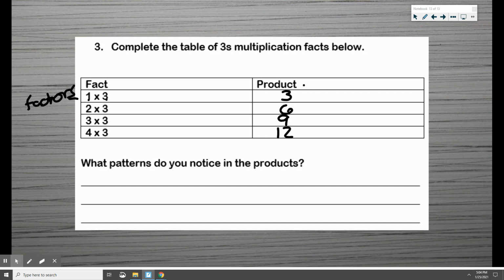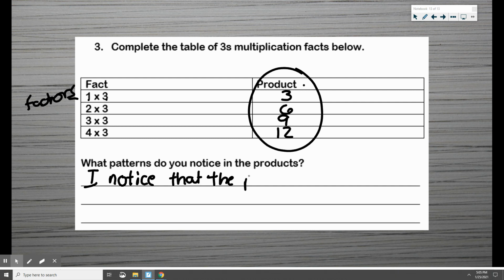Now, what patterns do you notice in the products? The products, remember, are the answers over here. What pattern do you notice? I'm going to use my erase strategy, making sure that I restate. So I notice that the products increase by 3. That's one pattern I notice.